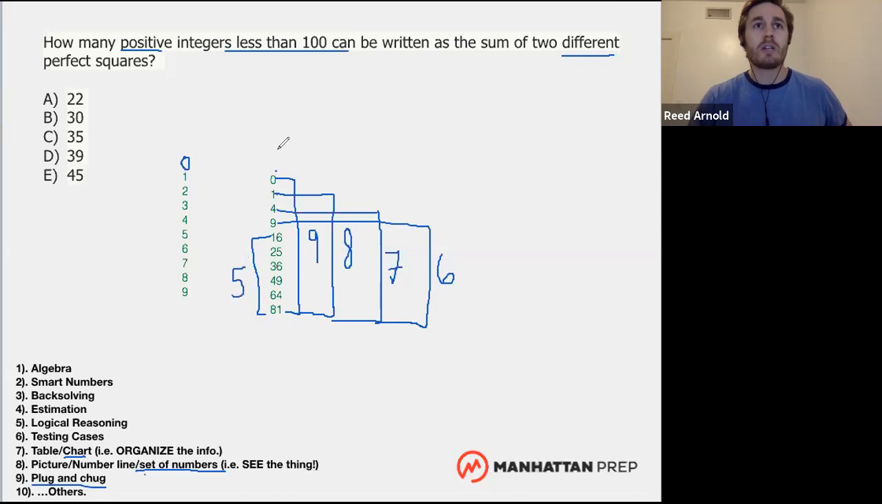So I have a question, why not include 0 when I did 1? Because I've already added 0 and 1. When I started with 0, I just added it to 1, 4, 9. I counted that already. I've included 0 plus 1. I don't want to include 1 plus 0. That's the same number.